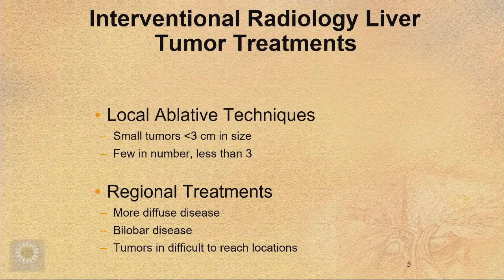So how do we decide which tumors to treat in which fashion? Well, if you have relatively small tumors that are less than 3 centimeters in size and less than 3 in total, we can use local ablative techniques. Patients who have more diffuse disease that spreads throughout the liver, both sides, or in difficult to reach locations, then we'll consider regional liver therapies.